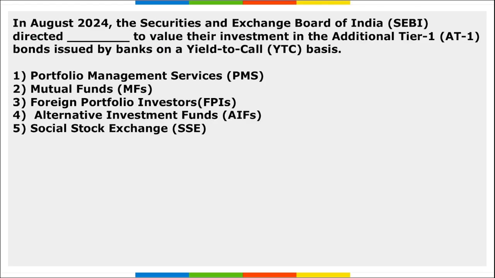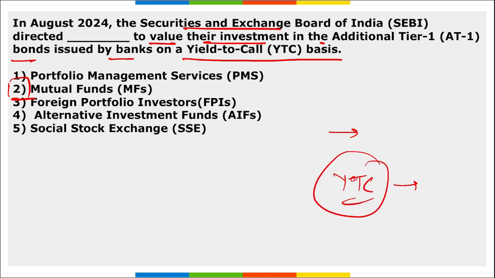Next, SEBI directed Dash to value their investments in the 81 bonds issued by bank on yield to call basis. So, SEBI, they have directed which organization? They have directed the mutual funds to value their investment into 81 bonds issued by banks on the yield to call basis. These 81 bonds are known as the perpetual debt instruments, which are issued by the banks to raise money and to build up their core equity capital. This yield to call, YTC, right? It is the expected return percentage by the investor.